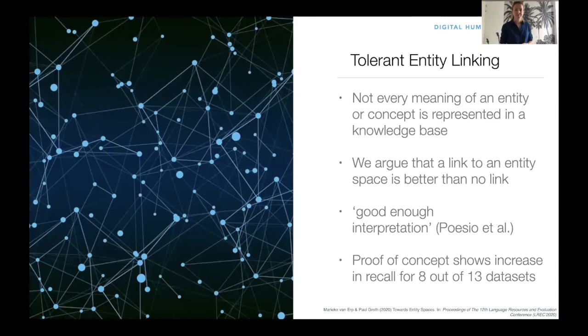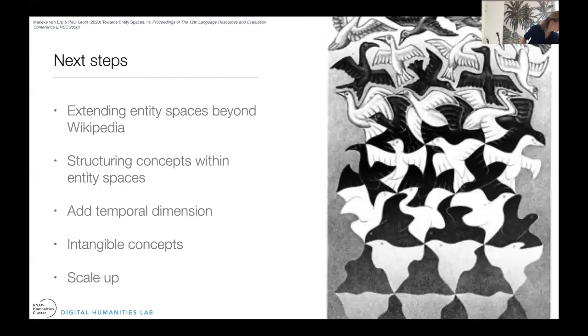So we call that tolerant entity linking. If we don't have every entity or concept represented, we try to come up with a good enough interpretation. So we sort of know what it is, but not specifically. And our proof of concept shows that we can increase the recall for 8 of the 13 datasets we tested on. Now, this was only a proof of concept, but this is really what I'm currently working on. So we want to extend this, of course, beyond Wikipedia, because this was a proxy, but if we can make these better, and especially add the historical dimension, that would be very useful.